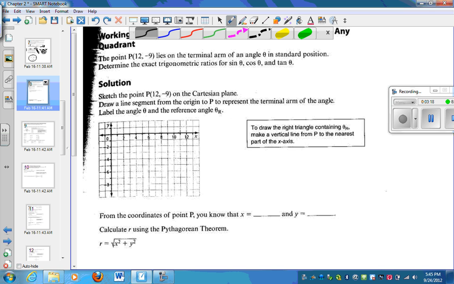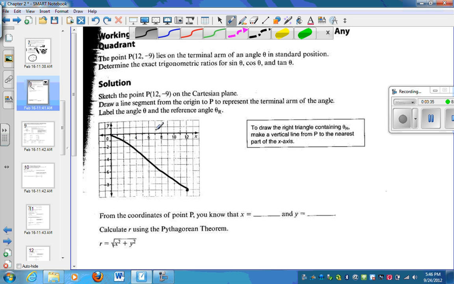Let's do a question. The point 12, negative 9 lies on the terminal arm of an angle theta in standard position. Determine the exact trig ratio for sine, cos, and tan. Okay, so we need to plot this point. So x is 12, y is negative 9, that point is right here.